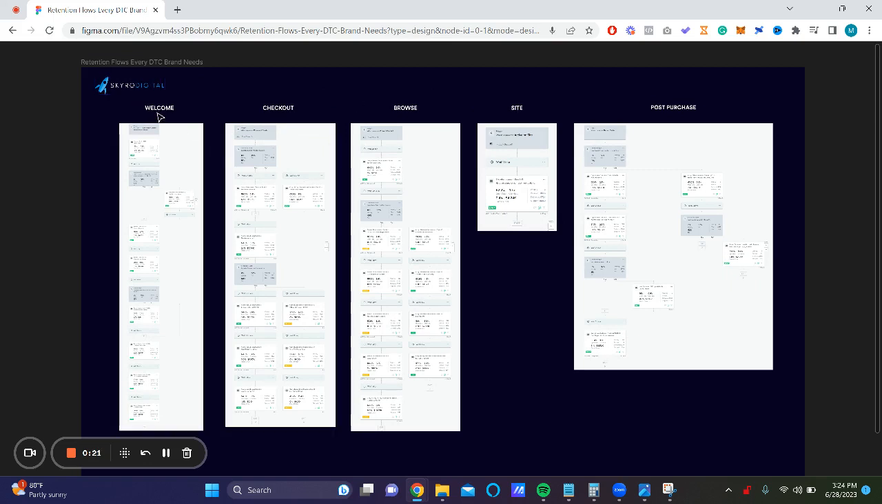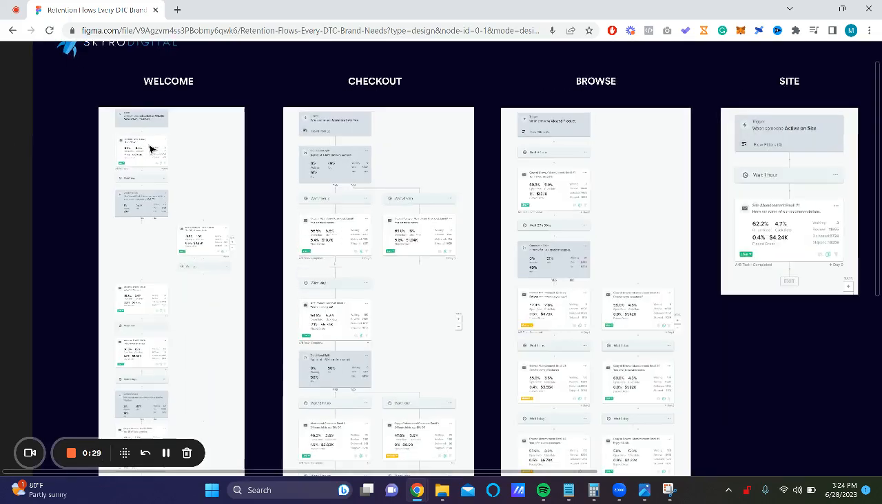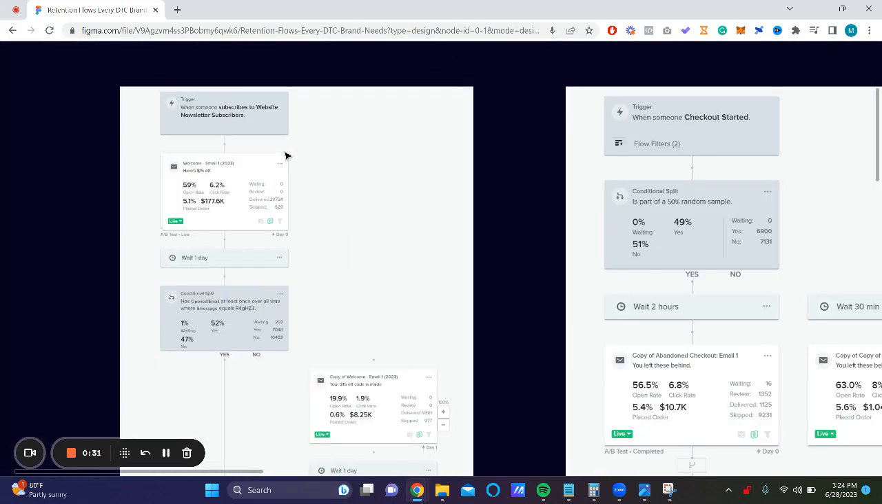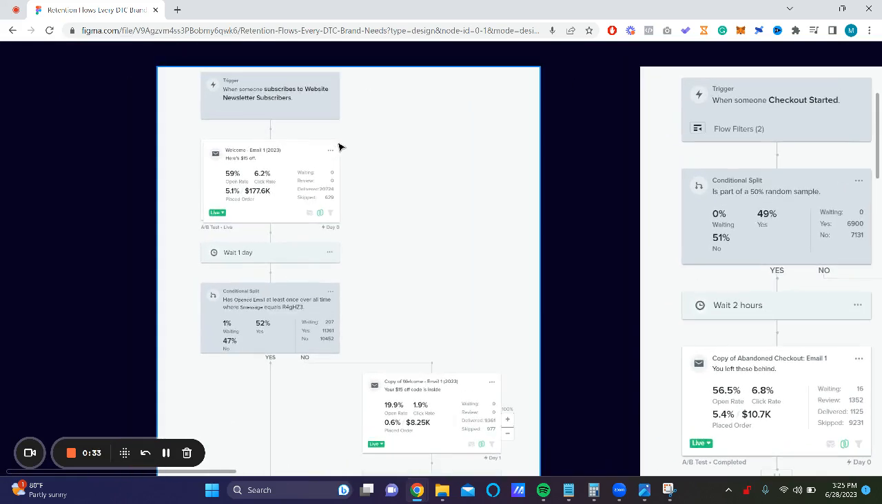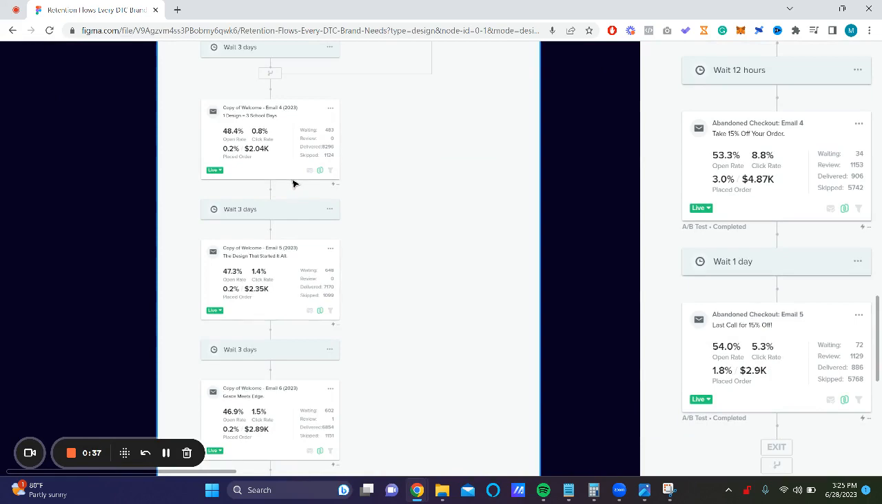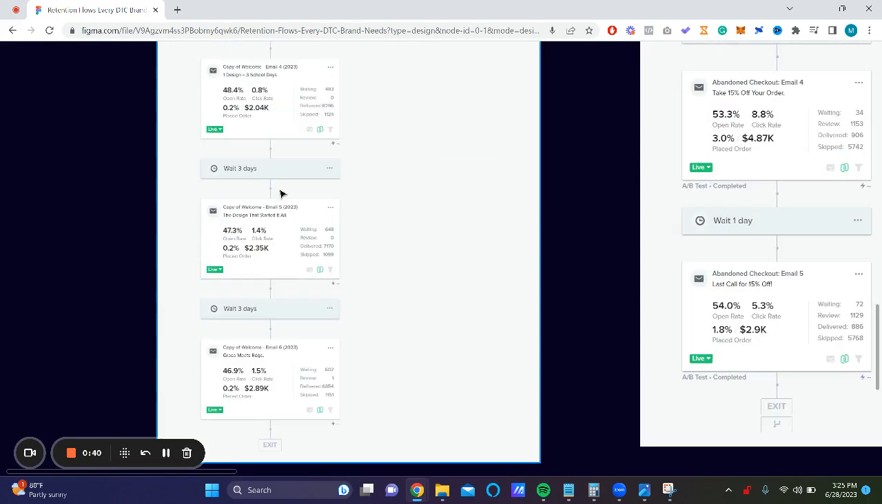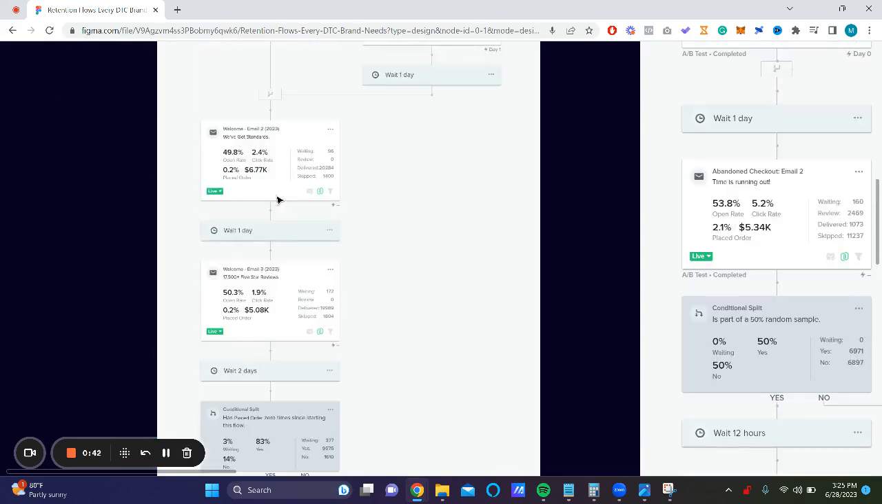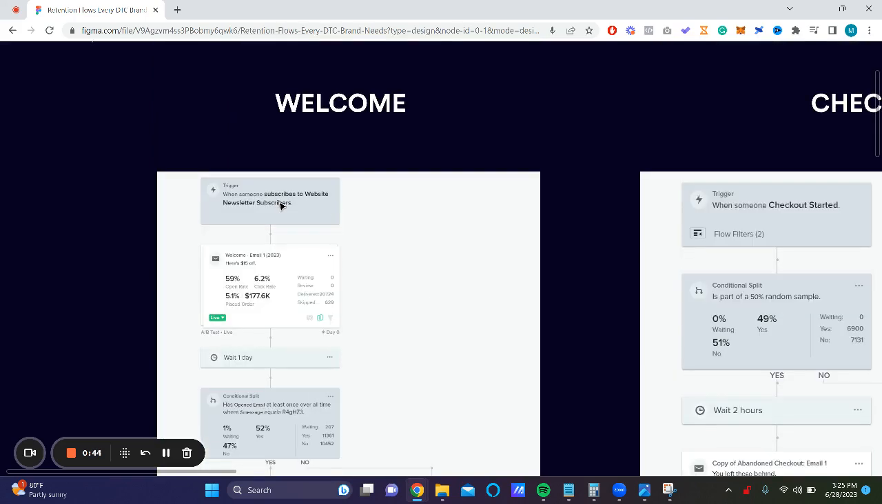All right, so it's going to be the welcome flow, abandoned checkout, browse abandonment, site abandonment, and the post purchase. So let's dive right in. Okay, so for the welcome flow, it needs to be relatively long. Now, most brands set up anywhere from 1 to 3, and they never optimize. They don't know the proper structure.